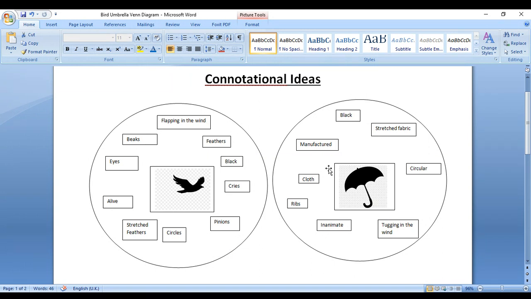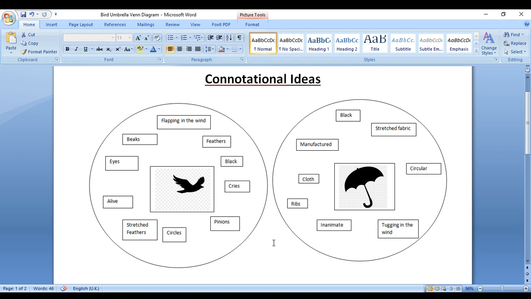Okay. So what I've done is I have just explored my own connotational ideas about each object. So when I hear the word umbrella or when I see an umbrella, what do I think about? When I hear the word bird or see the word bird written down, what do I think about? I'm not going to go through all of these one by one, but you can see that some of them are different to each other. So some of the things that are different to each other would be, for example, the umbrella is an inanimate object, so it doesn't move or it's not on its own, it's not alive or anything, but the bird is alive.